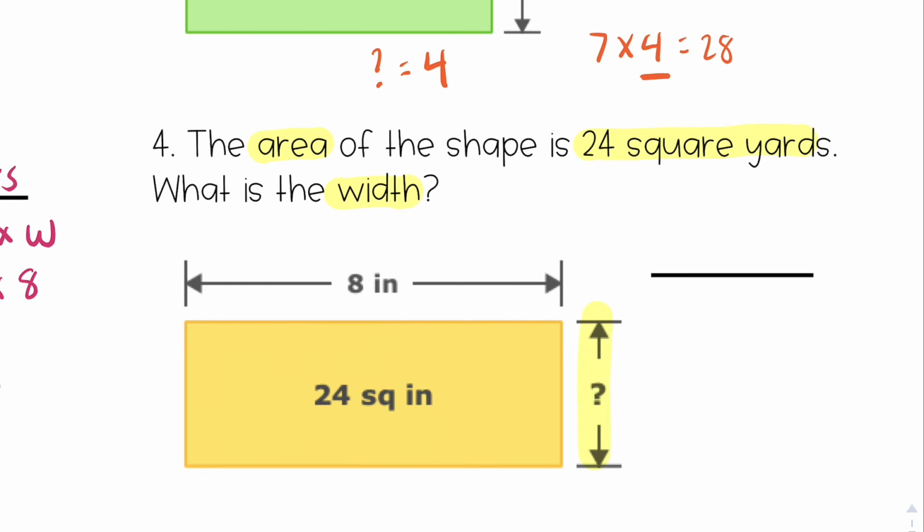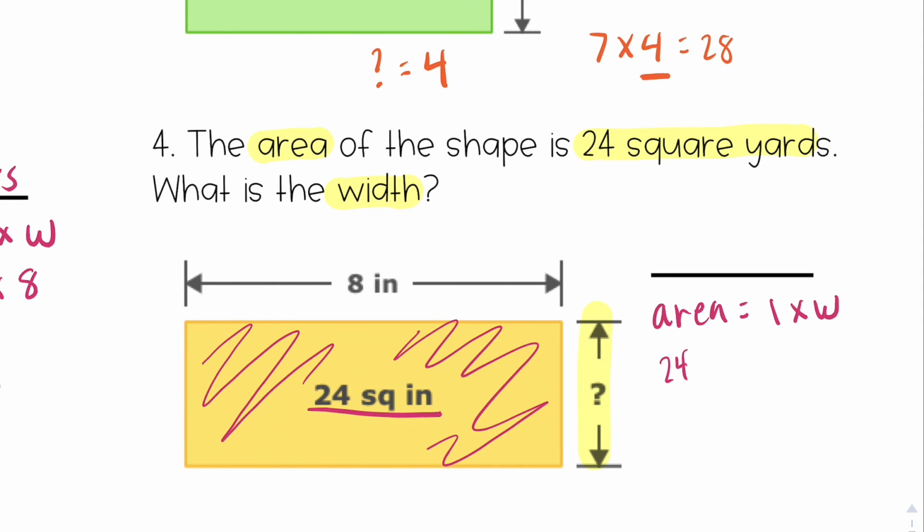Number 4, I'm given the length, but I'm trying to find the width. I'm also given the total area. Again, we know area is length times width. I'm going to say it over and over again because that's something we need to understand, that we're measuring the inside of the shape. And we know the total measurement of the inside of the shape is 24 square inches. So I have to figure out what my width is. 8 times what is 24? I can use again an inverse operation: 24 divided by 8 is equal to what? And I know that that's 3.